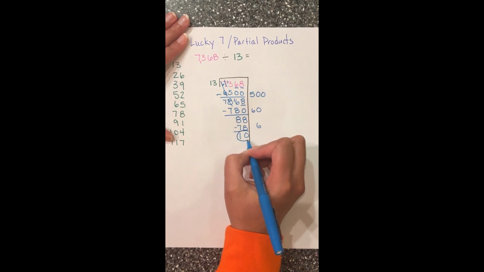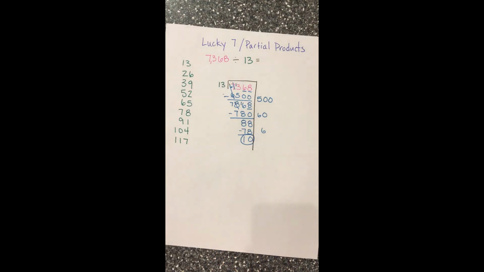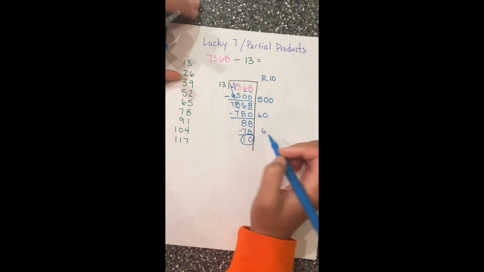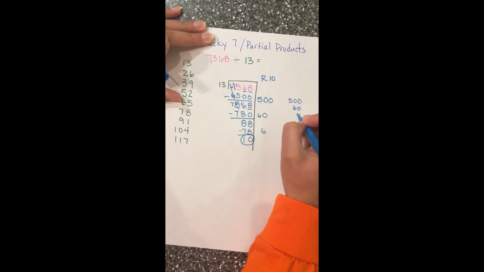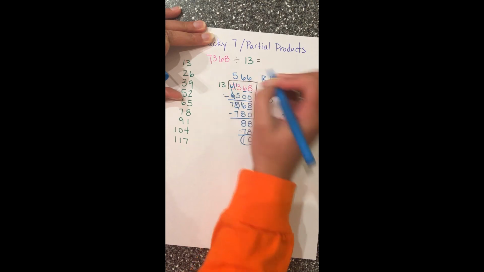So this is our remainder, and we know it's a good remainder because it is smaller than our divisor. If a remainder is bigger than our divisor, it means that we didn't take enough out. But we know that this is a good remainder because 10 is smaller than 13. So this number becomes our remainder. And then we add up all of these quotients out here, the numbers that we took out. 6 plus 0 is 6. 6 plus 0 is 6. 5 plus 0 is 5. We have 566 with 10 left over.